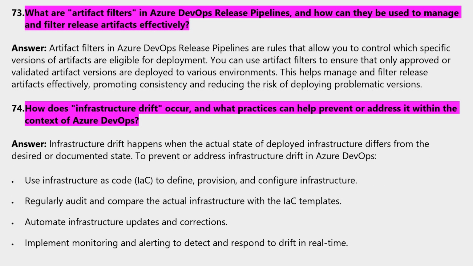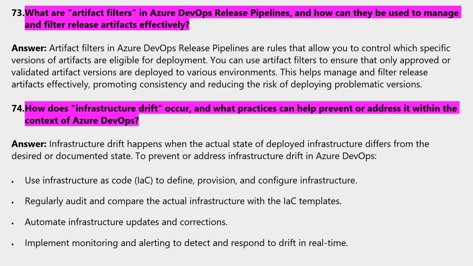What are artifact filters in Azure DevOps release pipelines, and how can they be used to manage and filter release artifacts effectively? Answer: Artifact filters in Azure DevOps release pipelines are rules that allow you to control which specific versions of artifacts are eligible for deployment. You can use artifact filters to ensure that only approved or validated artifact versions are deployed to various environments. This helps manage and filter release artifacts effectively, promoting consistency and reducing the risk of deploying problematic versions.